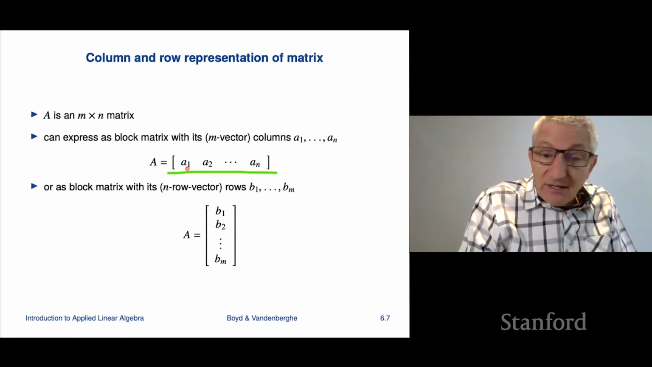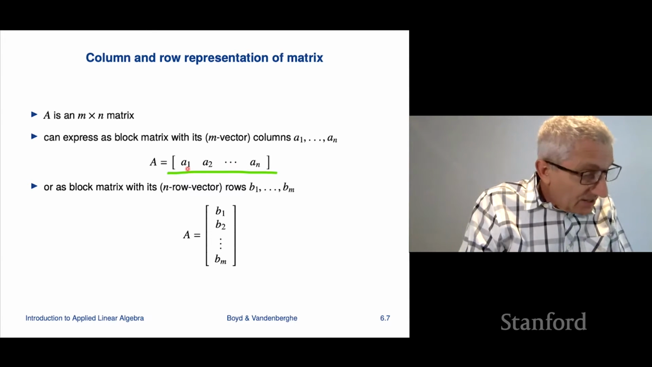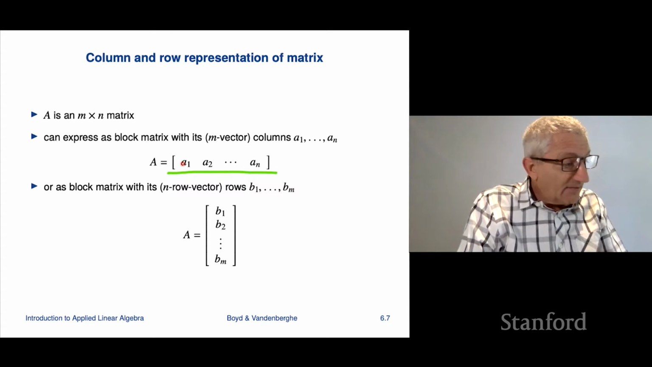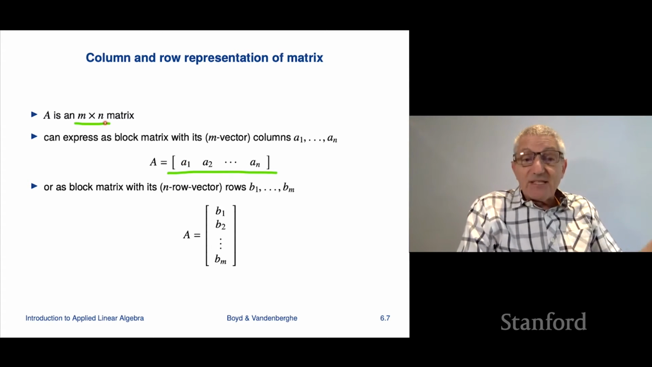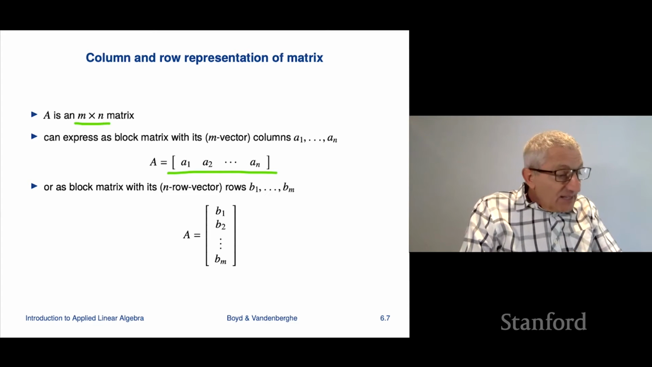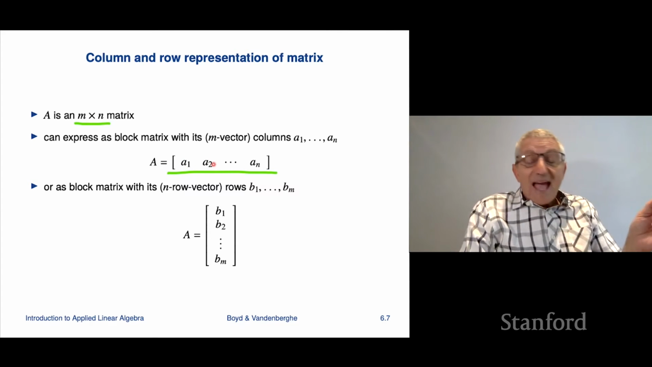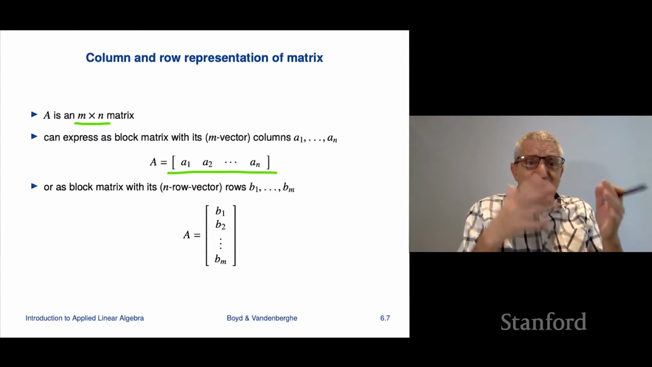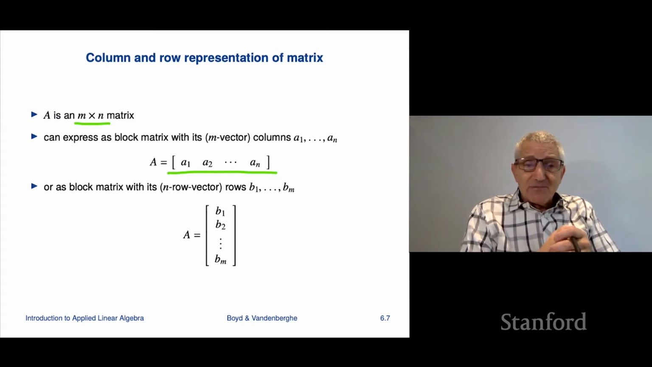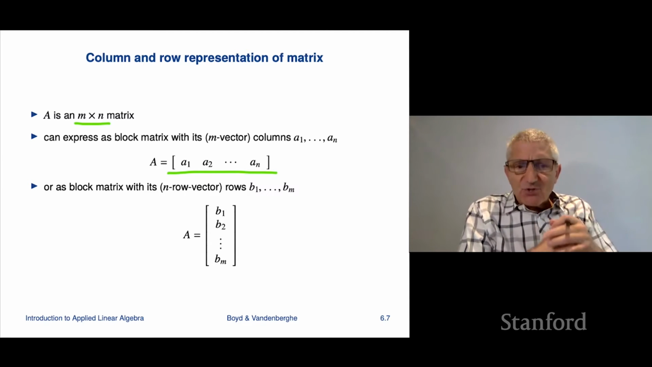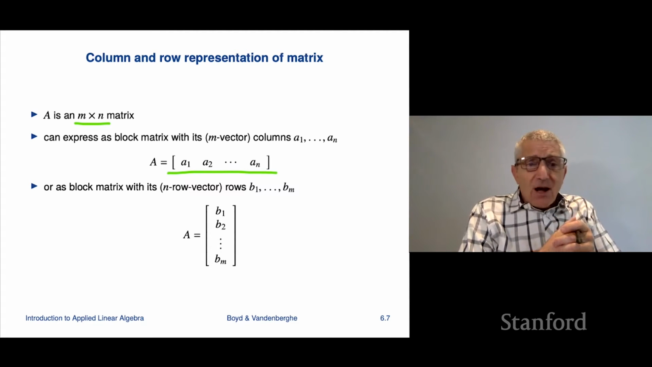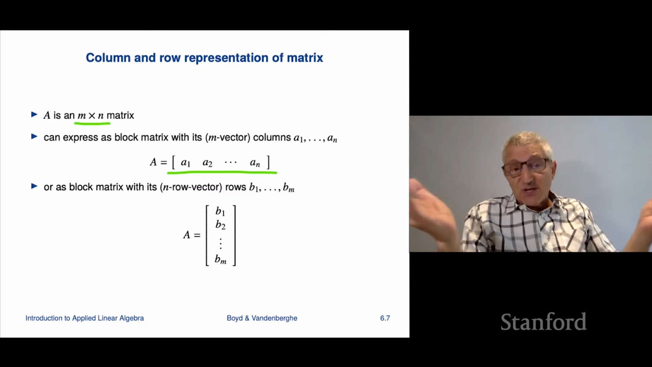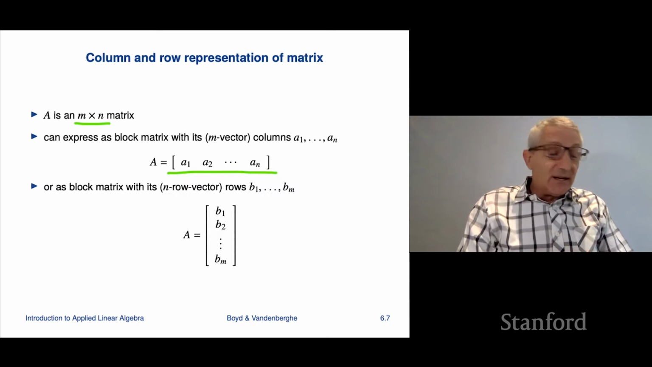Okay, so A1 here is the first column, and they're m vectors because A is m by n. That means it has m rows. So each of these is an m vector, A1, A2, through An. And in fact, a matrix is sometimes just thought of as a sequence of vectors of the same size, and that's a very common use of a matrix. It's literally just to store a sequence of vectors. We'll see examples shortly.